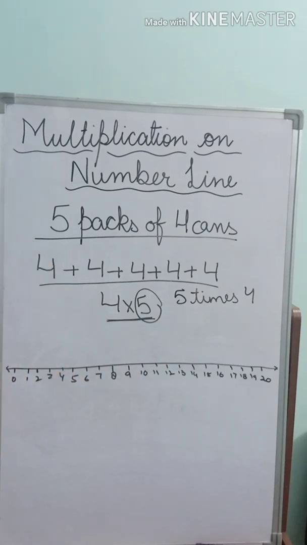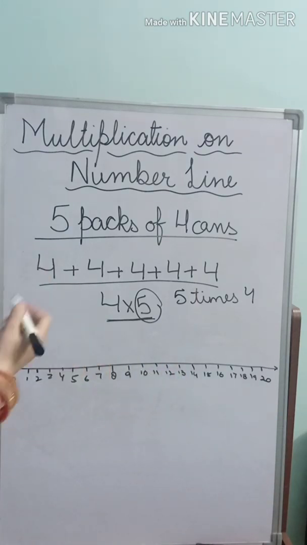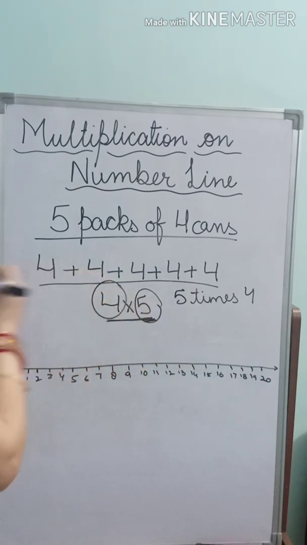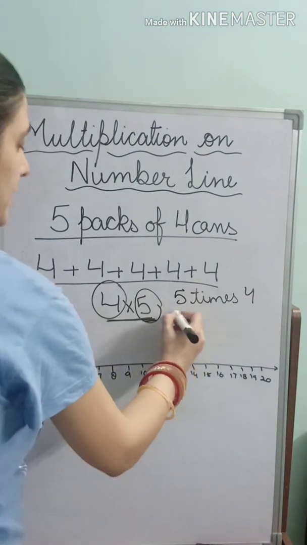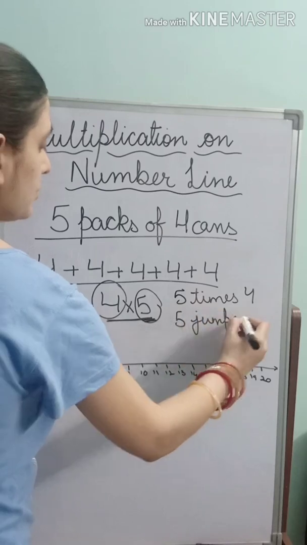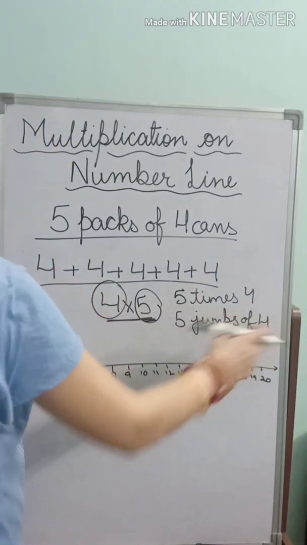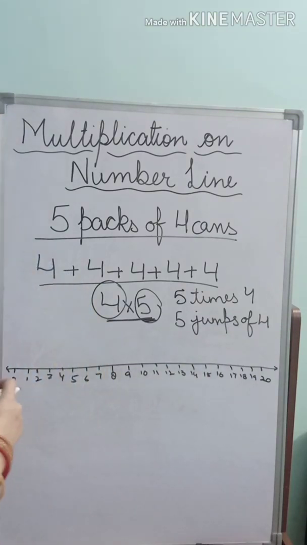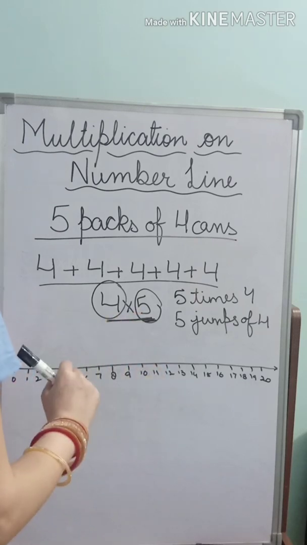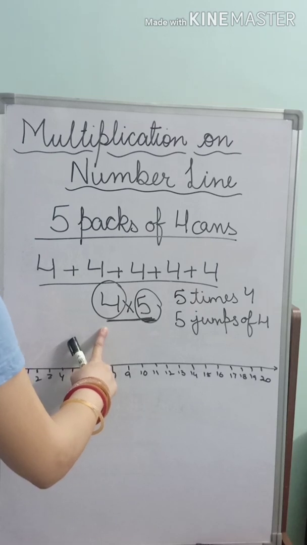So, how many jumps do I need? How do I know this? I need 5 jumps of 4. Yes. So, I need 5 jumps of 4, or you can say 5 steps. That is the steps, or the gap of the jumps will be 4. So the gap being 4, I need to take 5 jumps.